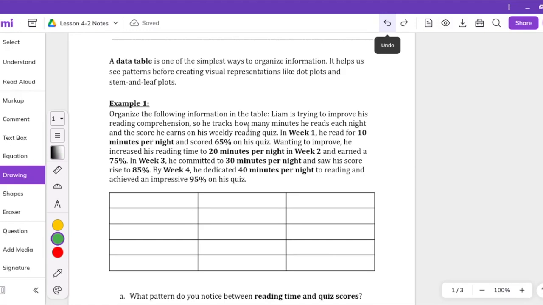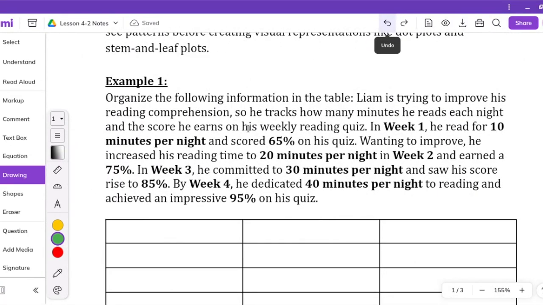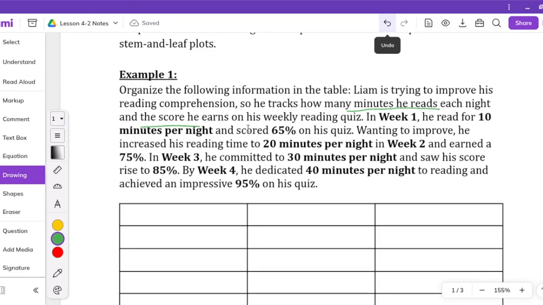So the question here is, okay, I see kind of three things I could graph, but I can't really put all that into a table. I've got the week, I've got the minutes, I've got the percent on the quiz. So really the question becomes like, what am I most interested in? Do I care more about what week it is or how many minutes or the percentage? So really on here, if he's trying to track how many minutes he reads and the score, those are the two things I really want to make sure that I put into my table.